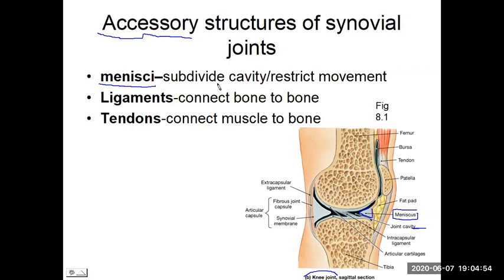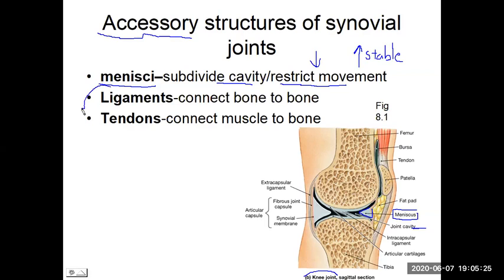So it is dividing the cavity, and it's also reducing the flexibility of the knee joint. The benefit, however, is by restricting the flexibility, it's increasing the stability of the joint. And that's something we definitely need at the knee joint to stand up. So it's making it more stable by reducing the flexibility.